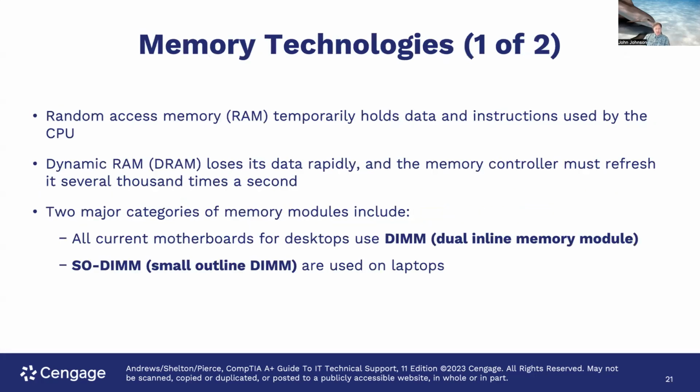So now, memory technologies. Random access memory temporarily holds data and instructions used by the CPU. Dynamic RAM, DRAM, loses its data rapidly, and the memory controller must refresh it several thousand times a second. Two major categories of memory: all current desktop motherboards use DIMM, dual inline memory modules, and SODIMMs are used for laptops. SODIMM stands for small outline DIMM.